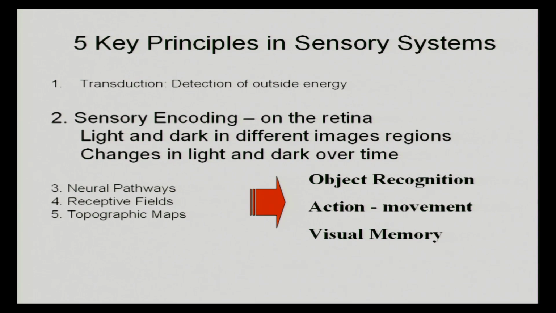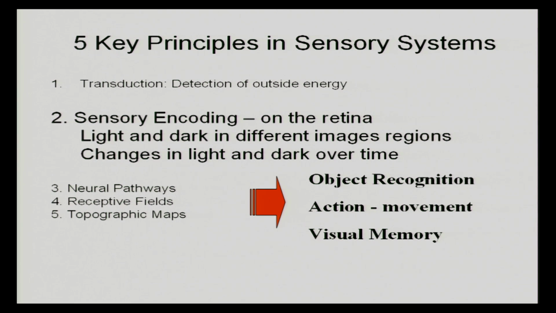So we've transduced, and now we want to, I'll call it encode. We want to take those responses of the different photoreceptors, and as I said, mainly what we respond to is not just absolute changes in brightness and darkness, but we respond to the changes in the brightness and darkness at edges. So light and dark in different image regions, and to the changes in the light and dark over time.